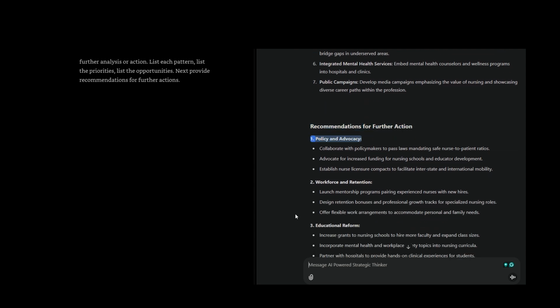Recommendations for further action. 1. Policy and advocacy: collaborate with policymakers to pass laws mandating safe nurse-to-patient ratios. Advocate for increased funding for nursing schools and educator development. Establish nurse licensure compacts to facilitate interstate and international mobility.